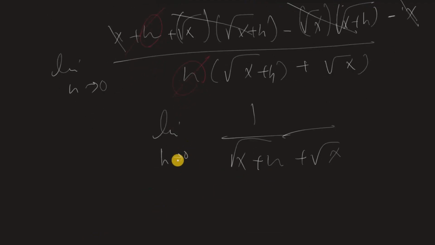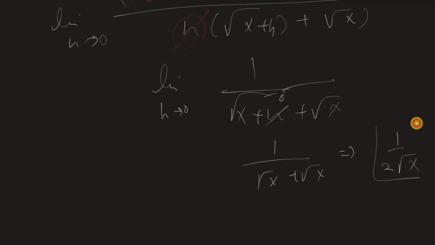If you go ahead and plug this in, that h is already cancelled, but you have an h over here. If you make that equal to 0, you're only left with the square root of x, and then another plus square root of x, so that leaves you with 1 over 2 square root of x. That is the equation that gives you the slope. So this is your f prime of x.